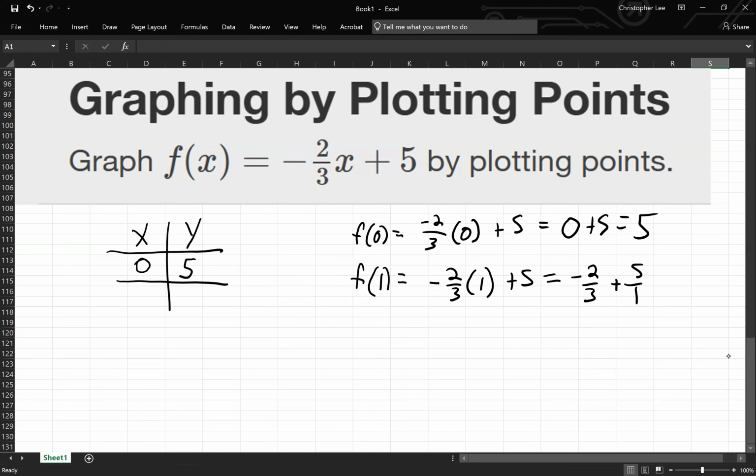In order for me to put these two together, they have to have the same denominator. So multiply this by 3. What you do to the bottom, you do to the top. This is negative 2 plus 5 times 3, 15 over 3. Call that 13 over 3. So I have 1 and I have 13 over 3.